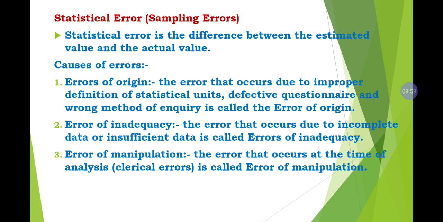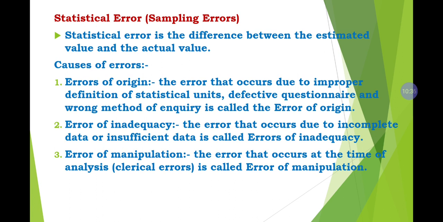Next, error of inadequacy. The error that occurs due to incomplete or insufficient data is called error of inadequacy. I have started my analysis and data collection, but where I need proper information I am not getting it, so I stop there. That error in the statistical study is called inadequacy.